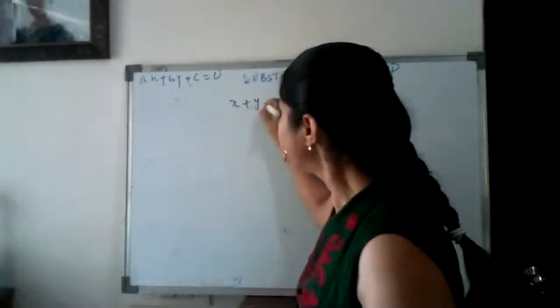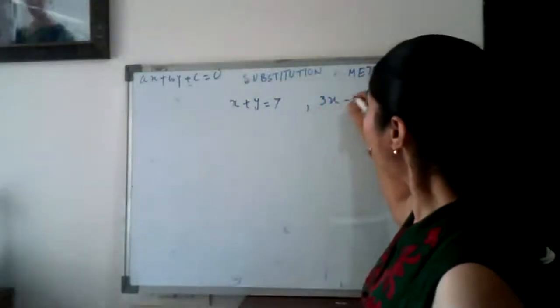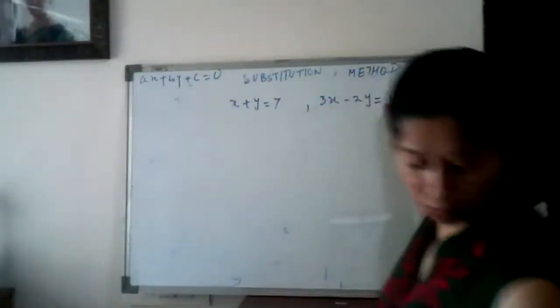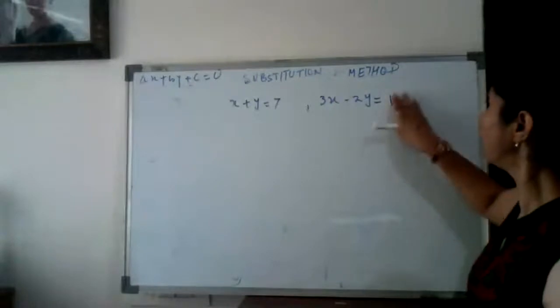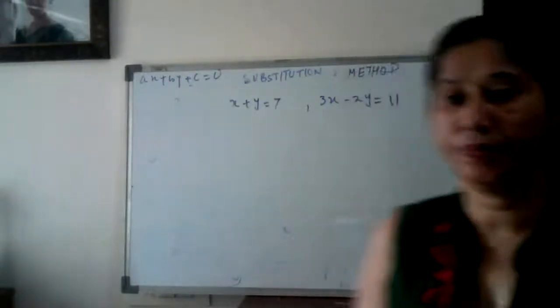The question is x plus y is equal to 7 and the second is 3x minus 2y is equal to 11. Okay, so let's solve it by the substitution method.